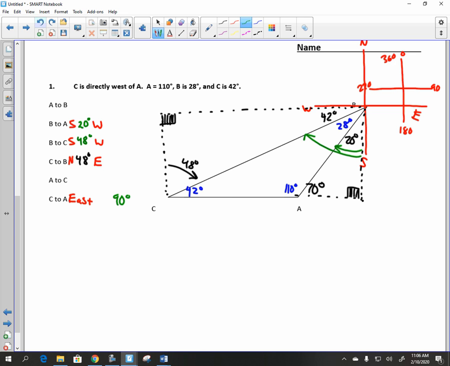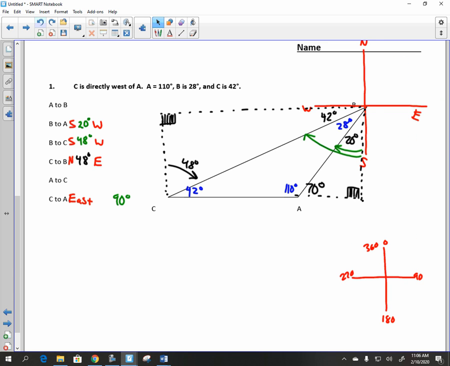Now, I would also like to attach a numerical bearing here. If you look at my other compass, we said that south is 180 degrees, correct? So is this 20 past 180 or 20 back of 180? If I go 20 past 180, I get 200. So from B to A is a bearing of 200 degrees. B to A is 200 degrees.